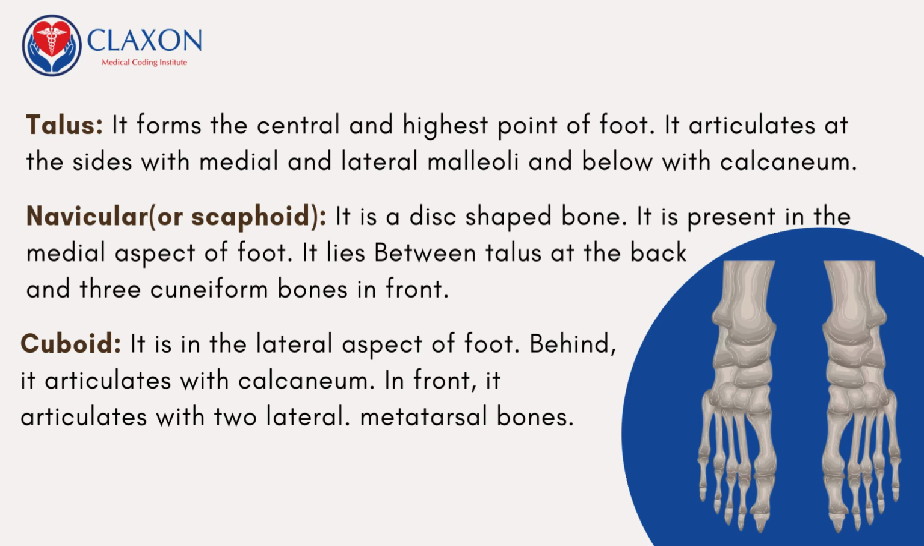Navicular, or scaphoid. It is a disc-shaped bone. It is present in the medial aspect of foot. It lies between talus at the back and 3 cuneiform bones in front. Cuboid. It is in the lateral aspect of foot. Behind, it articulates with calcaneum. In front, it articulates with 2 lateral metatarsal bones.